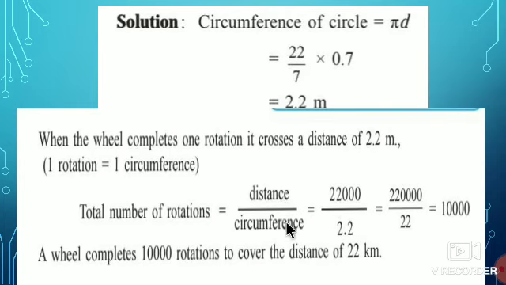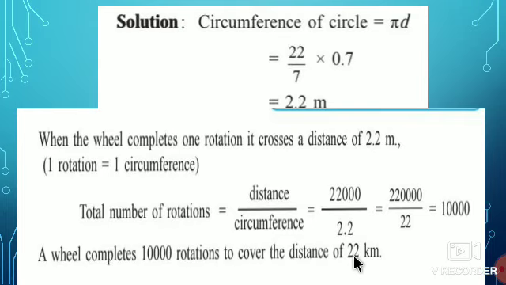So distance upon the circumference, given distance is 22,000 meters and the circumference 2.2. Understood it? To remove the decimal point, multiply by 10 here, 22 into 10, and then you can do the calculation easily. You will get the answer 10,000. So a wheel completes 10,000 rotations to cover the distance of 22 kilometers.